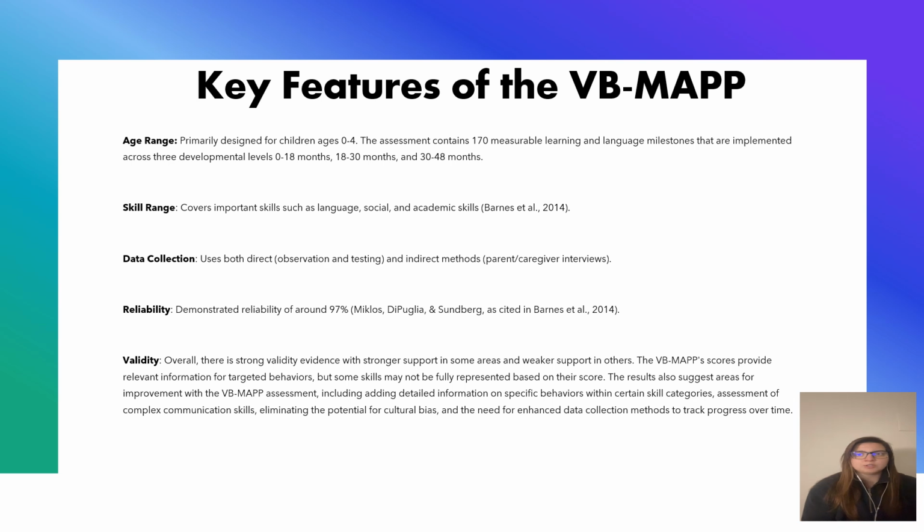And overall, there is strong validity evidence, with stronger support in some areas and weaker support in others. The VB-MAP scores provide relevant information for targeted behaviors, but some skills may not be fully represented based on their score. The results also suggest areas for improvement with the VB-MAP assessment, including added detailed information on specific behaviors within certain skill categories, an assessment of complex communication skills, eliminating the potential for cultural bias, and the need for enhanced data collection methods to track progress over time.